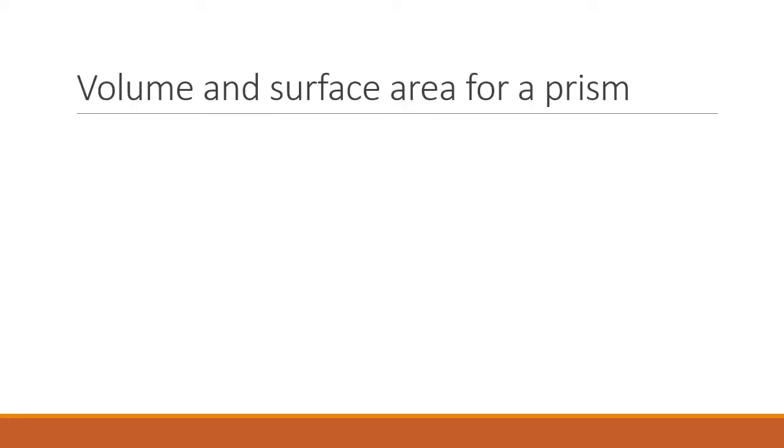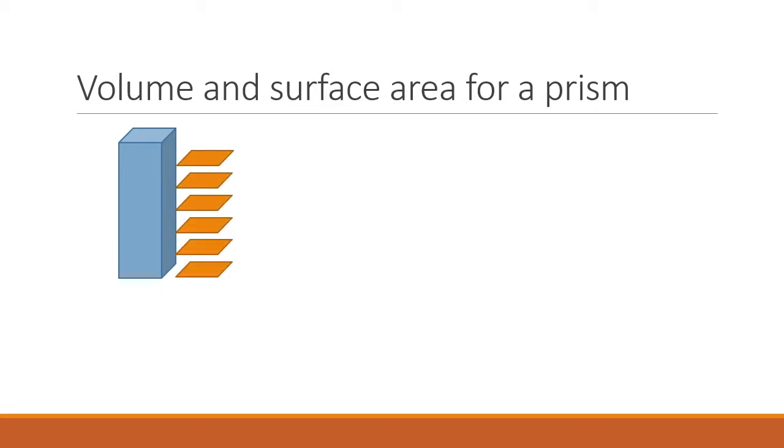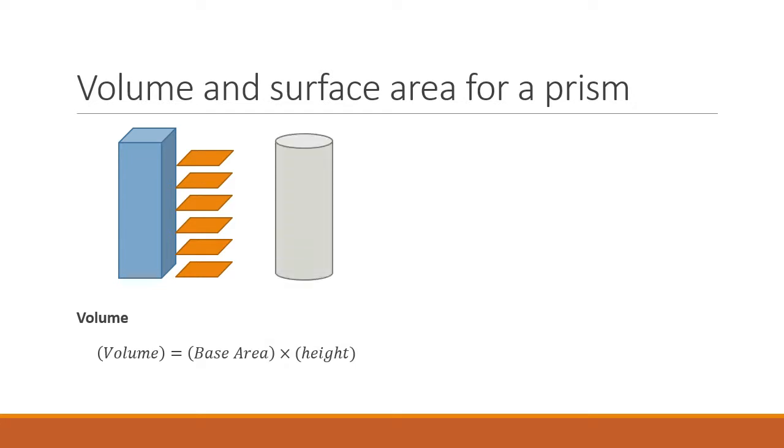So let's develop this intuition into the volume and surface area for a prism in general. So for a prism, in this case a rectangular prism again, I can think of how many bases I can stack up, which gives me the volume being the base area times height. By the way, this also works for a cylinder too.